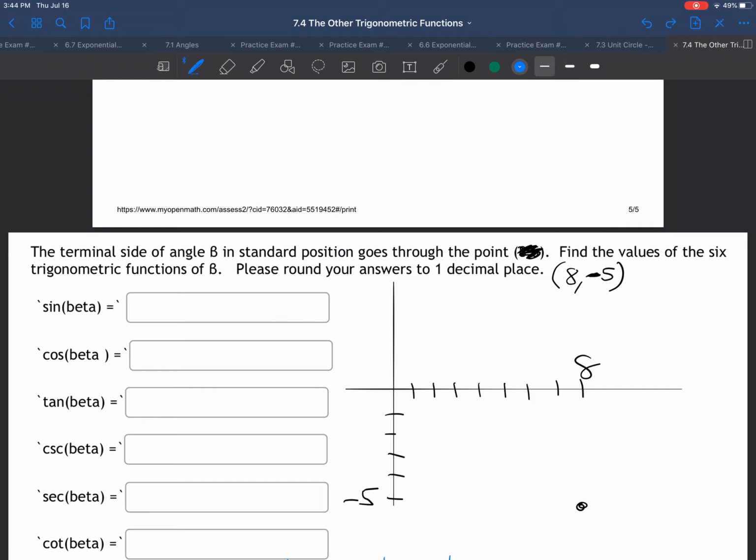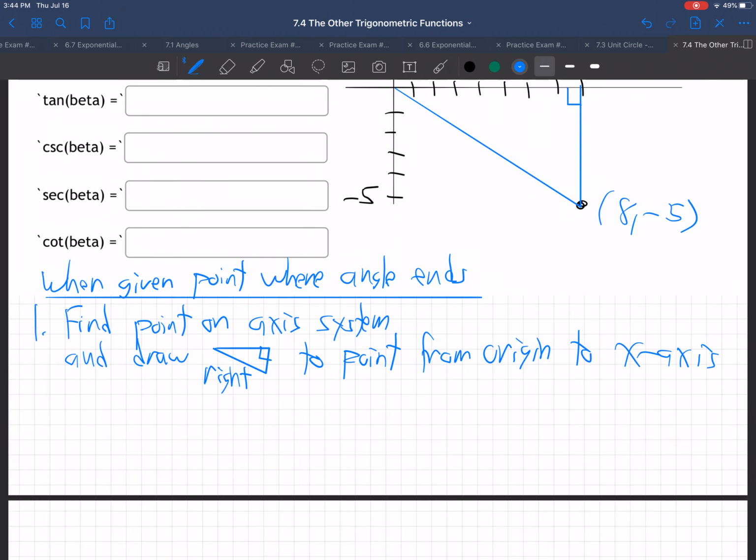So let's draw ourselves a triangle straight to that point from the origin to the x-axis. Oh, whoops, I thought I was in the tool mode. I was not. Let me try again. There we go. And this will be a right angle. So this is the point right here, over 8, down 5, the point that I made up. And I draw a right triangle to that point from the origin to the x-axis. Notice I didn't go over here to the y-axis. That's important. You'll get your angles wrong if you go to the y-axis. Let me write that. Not the y-axis.